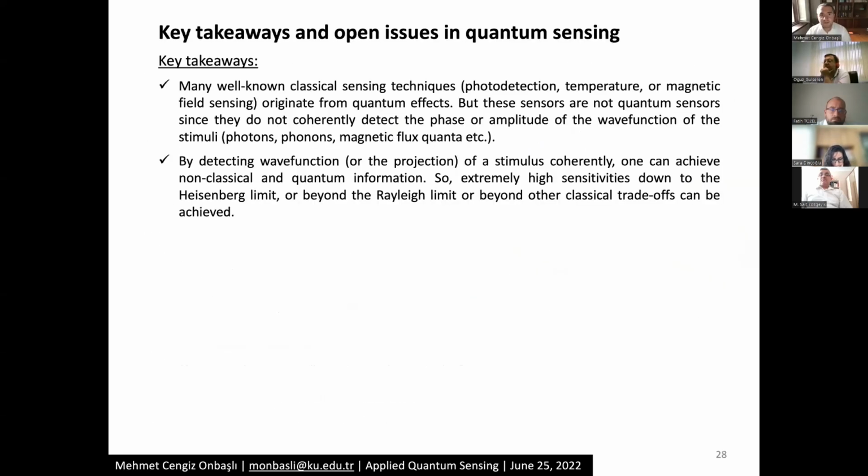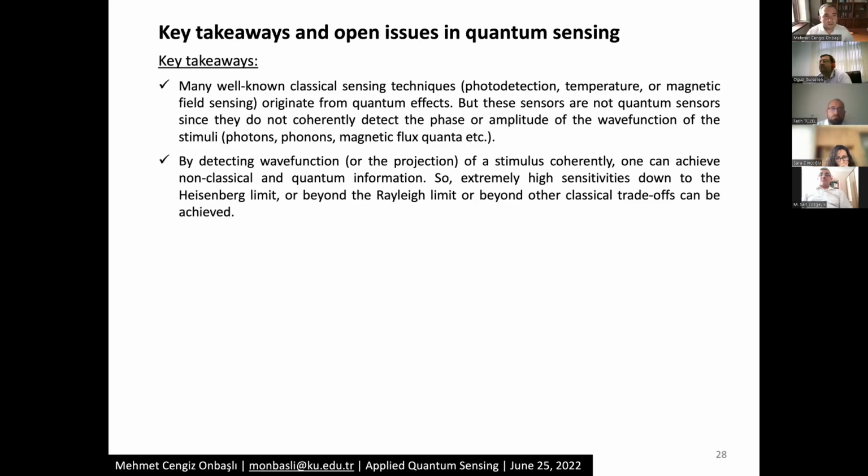And let me wrap up. We know sensing can actually be done quite easily, and many classical sensing techniques originate from quantum effects. But not all of these sensors are quantum sensors, because we don't coherently detect the phase or the amplitude or the superposition of the wave function of our external stimuli or the wave-like particles.